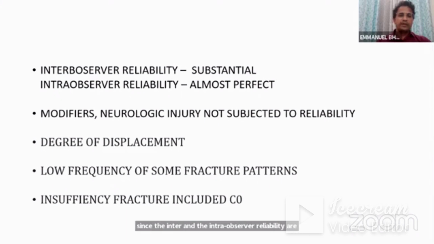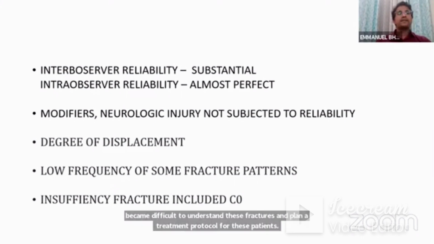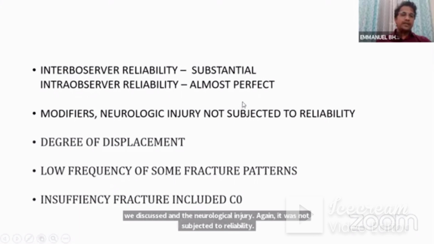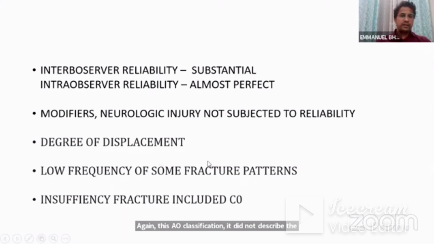So when the subtypes were taken into consideration, it became difficult to understand these fractures and plan a treatment protocol for these patients. Another thing was the modifiers which we discussed, and the neurological injury. Again, it was not subjected to reliability. Again, this AO classification did not describe the degree of displacement or angulation of the fracture. And also, if you look at type C, the C0, which is an insufficiency fracture, which occurs mostly due to the osteoporosis of the bone, was included in the type C fracture.